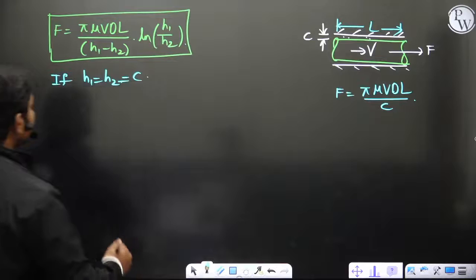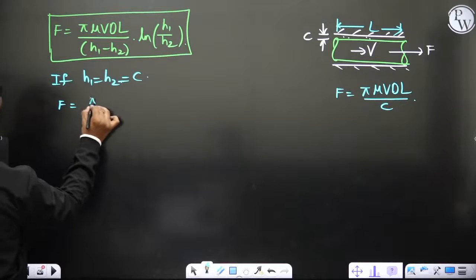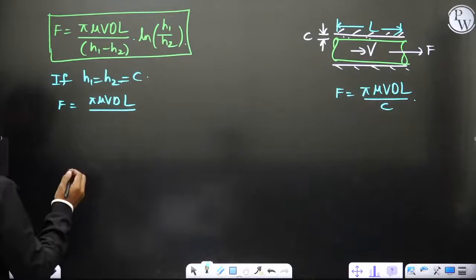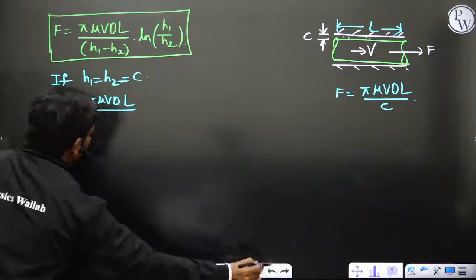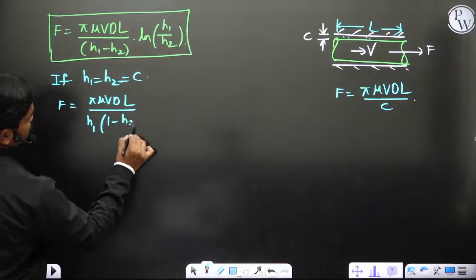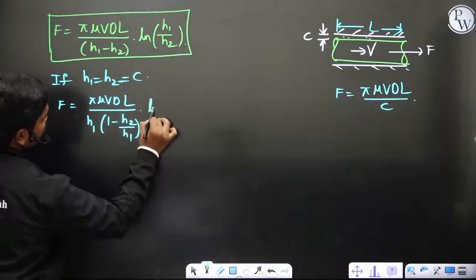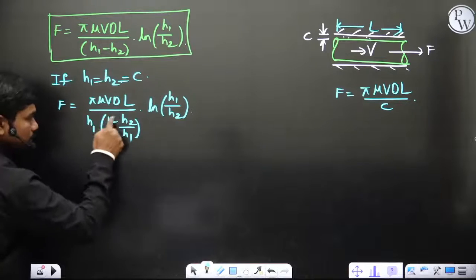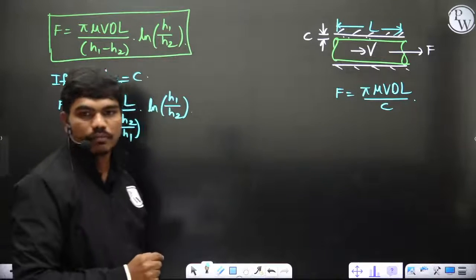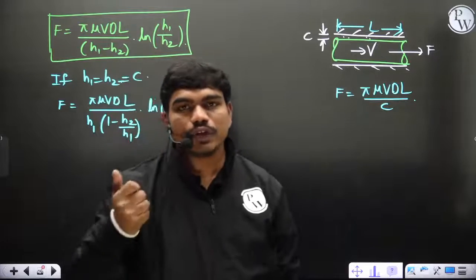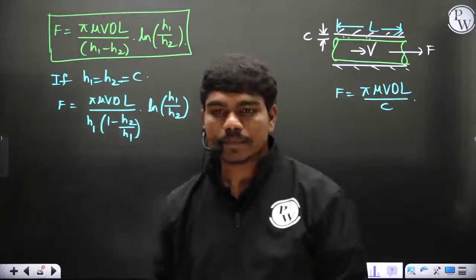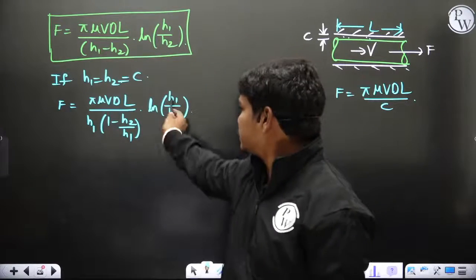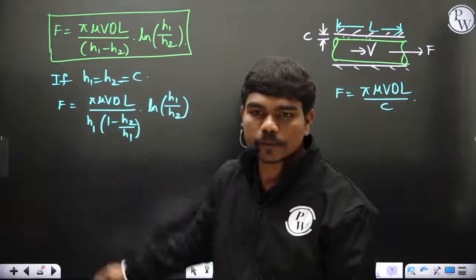So if you see, for example, F is equal to pi mu V D L by H1 minus H2 ln H1 by H2. Now try to understand one thing. If I take H1 common, you have 1 minus H2 by H1 into ln H1 by H2. Now clearly you can understand one thing. If you put H1 equal to H2, this becomes 0 and also this becomes 0. So it's 0 by 0 form, correct? So in maths, if you apply limits and you are getting 0 by 0, what do you generally do? Let us suppose H1 is coming very close to H2, and H1 and H2 are almost equal, then this gives you 0 by 0 form. So what do you do in case of 0 by 0?